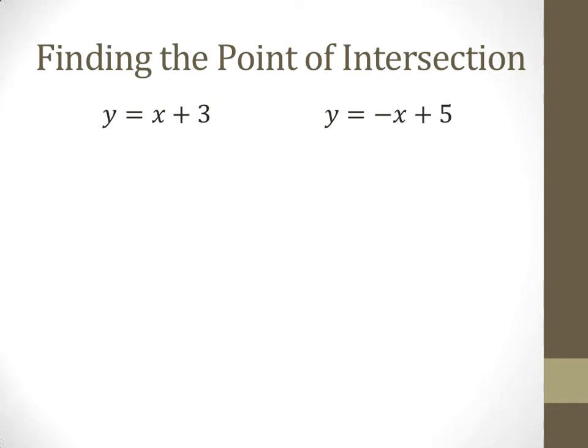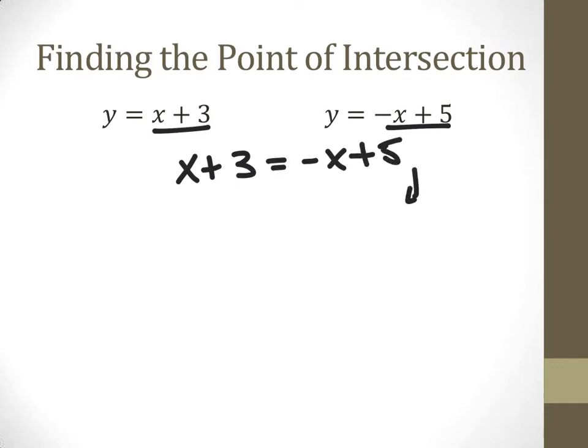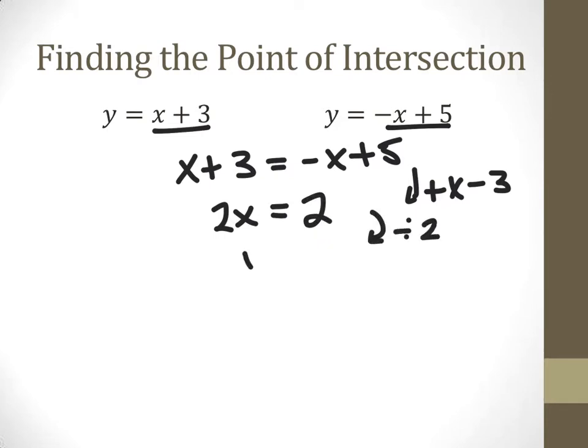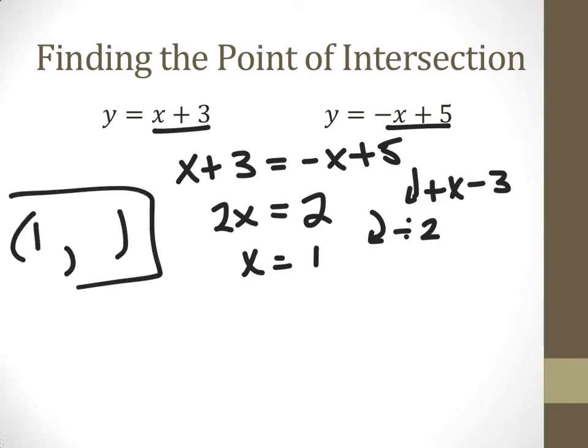Let's take what the example was on the previous page. Since we want the x and y values to be the same, let's set these two y values equal to each other. So x plus 3 equals negative x plus 5. Let's go ahead and add x and subtract 3 from both sides. Over here that gives you 2x. Over here that gives you 2. Let's divide by 2 on both sides. That gives you x is 1. So you really have found the x coordinate of that intersection point.